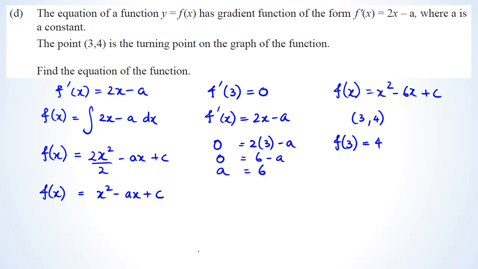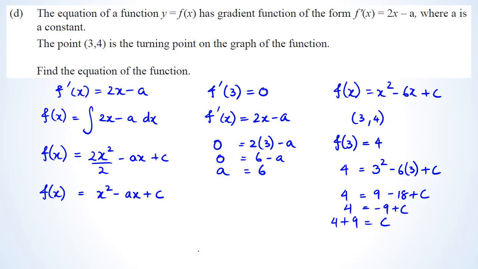So substituting f of 3 and 4 into the original equation, we're going to get 4 is equal to 3 squared minus 6 times 3 plus c. So simplifying this, we got 4 equals 9 minus 18 plus c. 4 equals negative 9 plus c, and c equals 4 plus 9, so c equals 13. So the equation of the function is going to be y equals x squared minus 6x plus 13.